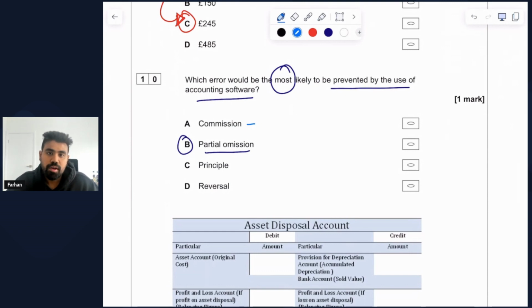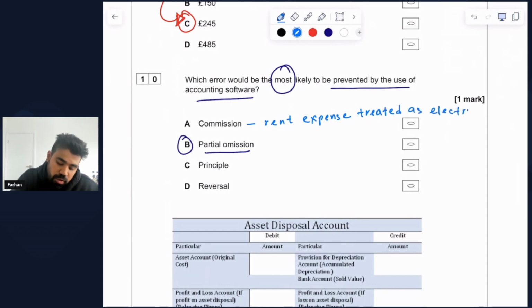So think about one. So error of commission could be when you're treating, let's say, an expense in the wrong account. Let me give you an idea. So for example, rent expense treated as electricity expense. So this is what we call an error of commission. Both of these items are expenses, but what you have done is recorded in the incorrect expense account. So this is what we call an error of commission.